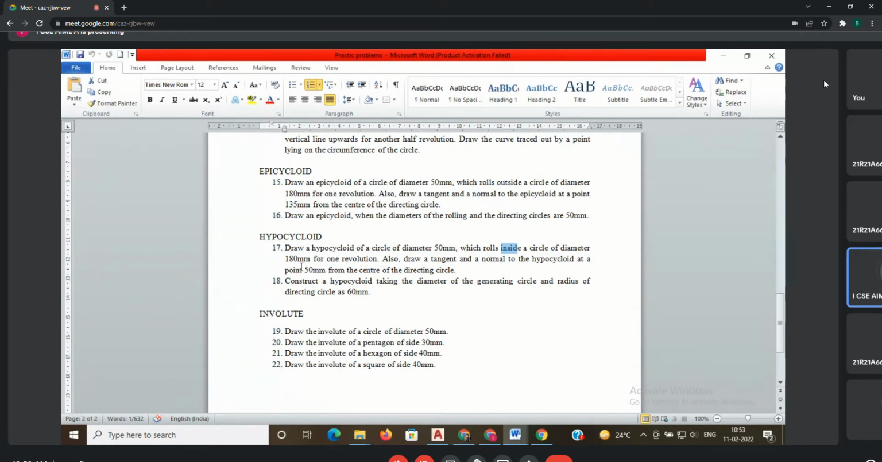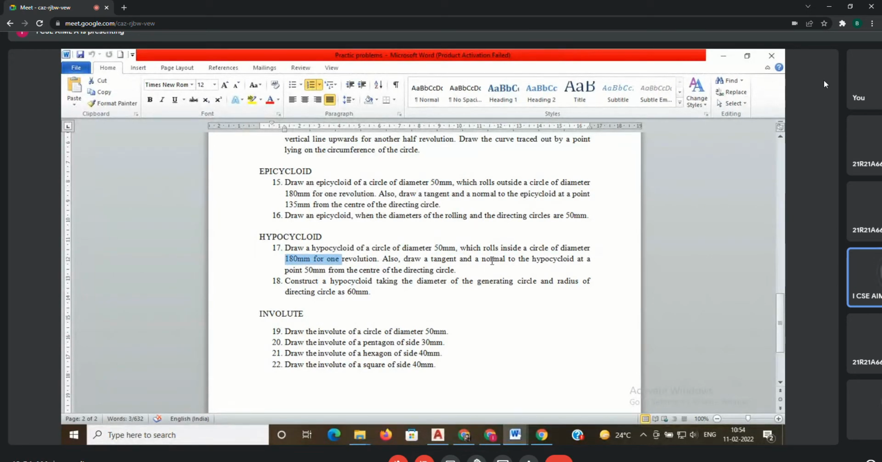And one more point here: by reading the question, from the given data in the question, you can identify whether it's an ellipse or cycloid, epicycloid or hypocycloid. For epicycloid and hypocycloid, you will get two diameters, and one thing is inside or outside. Based on that also you can conclude. In a cycloid you will get only one data, that is our rolling circle diameter. But in an epicycloid and hypocycloid you will get two diameters. One is the rolling circle diameter, one is the directing circle diameter. One is 50 mm, one is 180 mm.